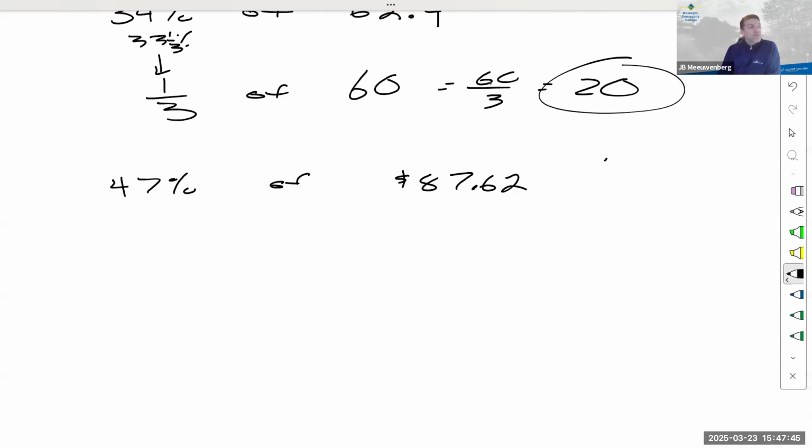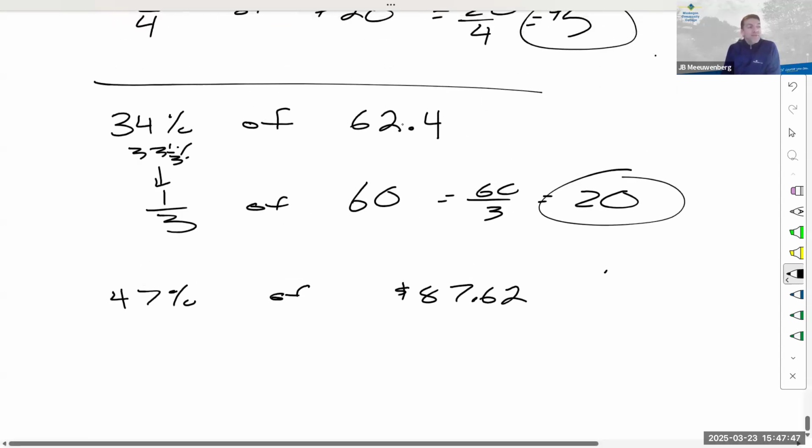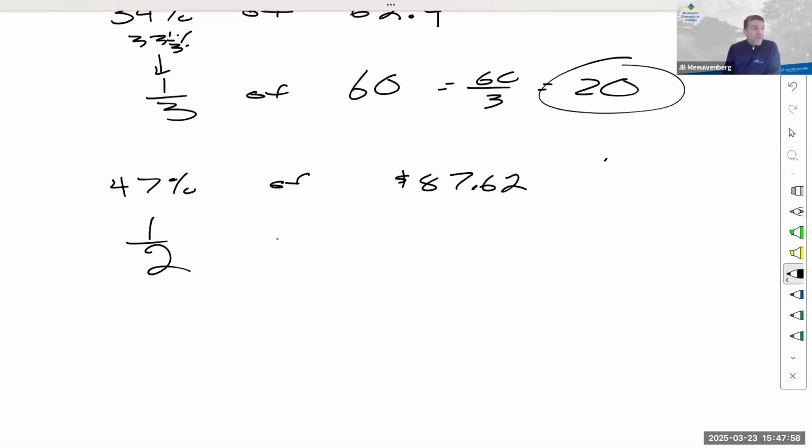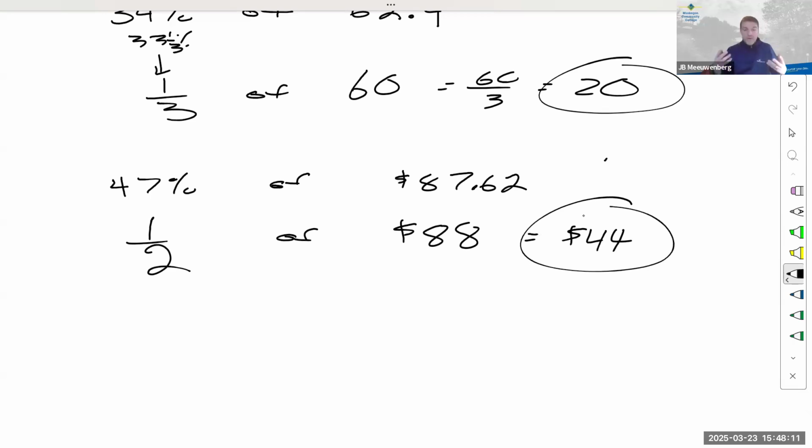Maybe you even on this one went to 63. Maybe you rounded that to 63. That would be appropriate too. For this one, I would say that's pretty close to 50. So 47 is pretty close to 50, which is 1/2. And then we're taking half of, we could go to 88 here. That's a pretty easy number to take half of, which would be $44, right? So that's how we might approach that one.